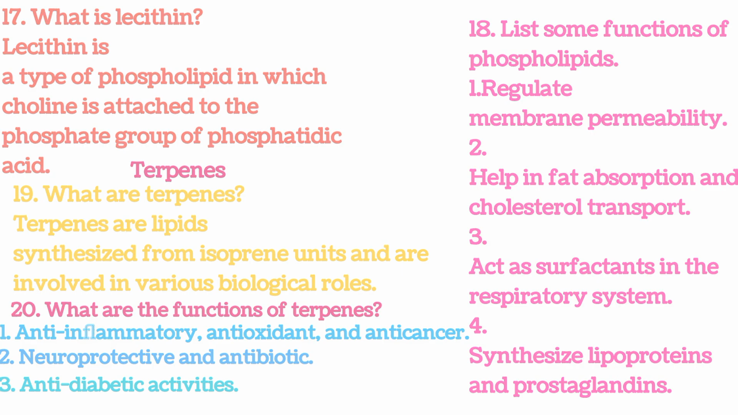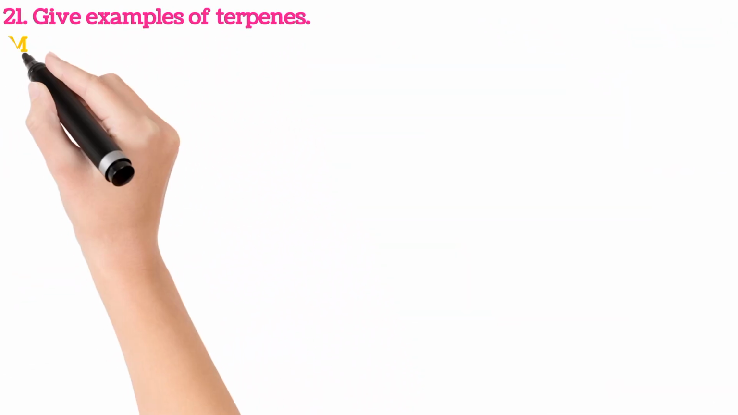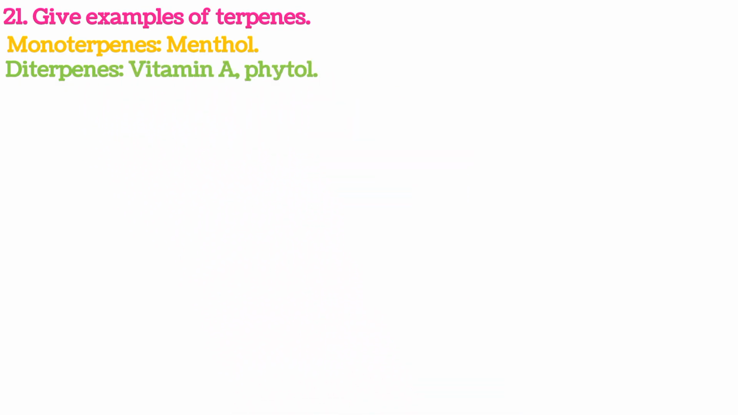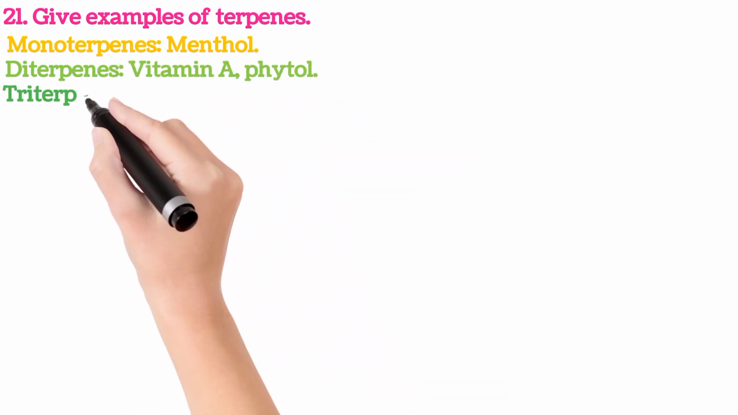Anti-diabetic activities. 21. Give examples of terpenes. Monoterpenes, menthol. Diterpenes, vitamin A, phytol. Triterpenes, squalene.